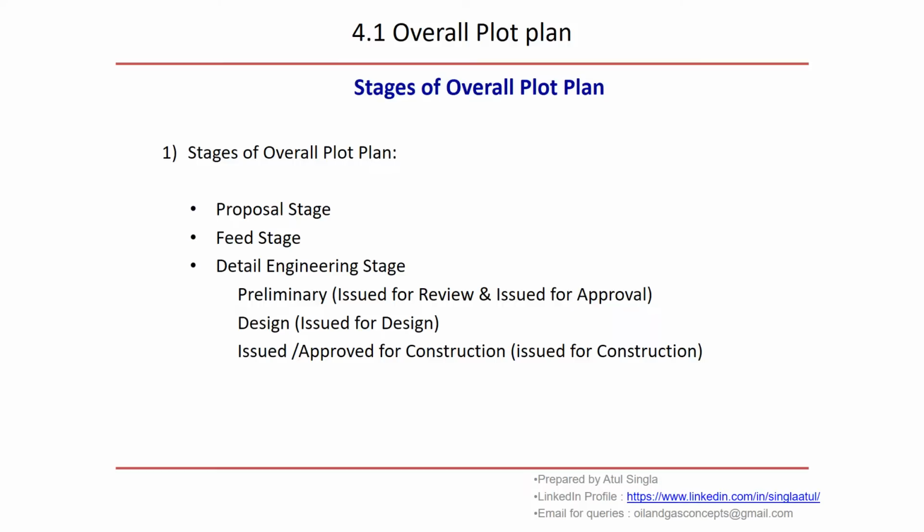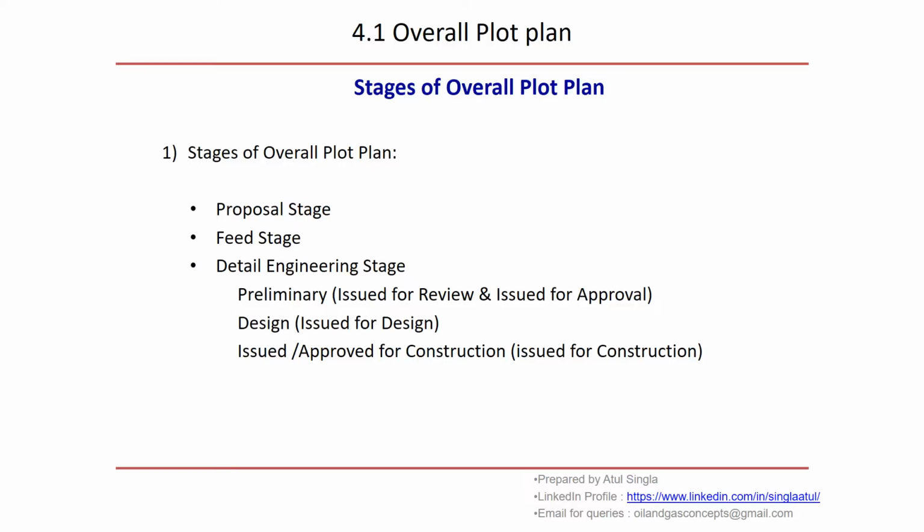So in this slide, we'll discuss all the stages the overall plot plan goes through. Okay, the first one is the proposal stage where the plot plan is optimized to get the economical results so that we can bid and get the project. Then in FEED stage, it again gets refined and major developments are done during detail engineering stage. If you see, in detail engineering stage also, it goes through 3 stages. In the starting, it is issued for review and for approval.